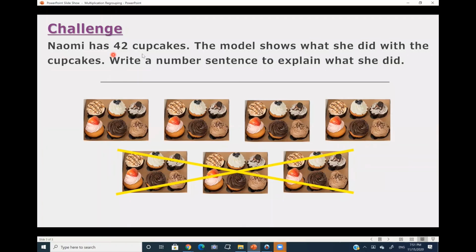Naomi has 42 cupcakes. The mother shows what she did with the cupcakes. Write a number sentence to explain what she did. Look carefully: how many groups does she have and what happened to some of the groups?